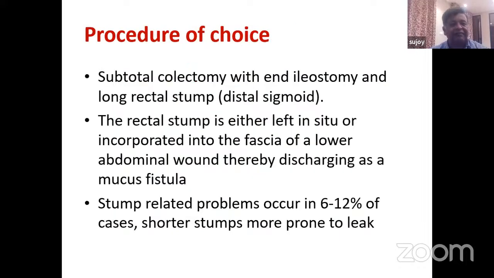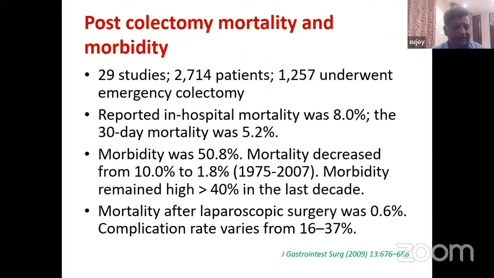So the rectal stump, as I said, is either left in situ or incorporated into the fascia. Stump-related problems occur in 6 to 12%, and shorter stumps are more prone to leak. So that is why we always leave a longer stump, and we also avoid any pelvic dissection at this time.